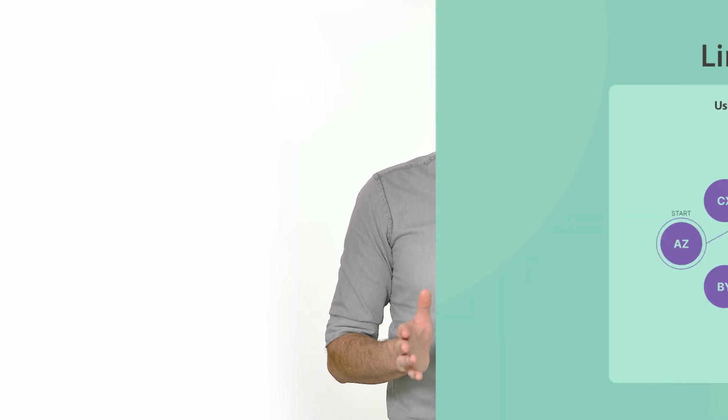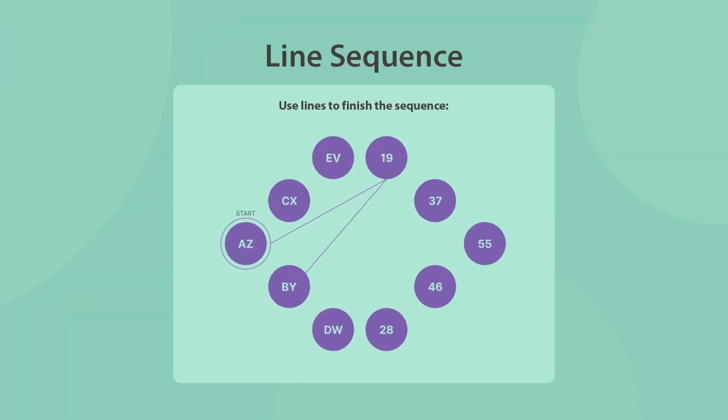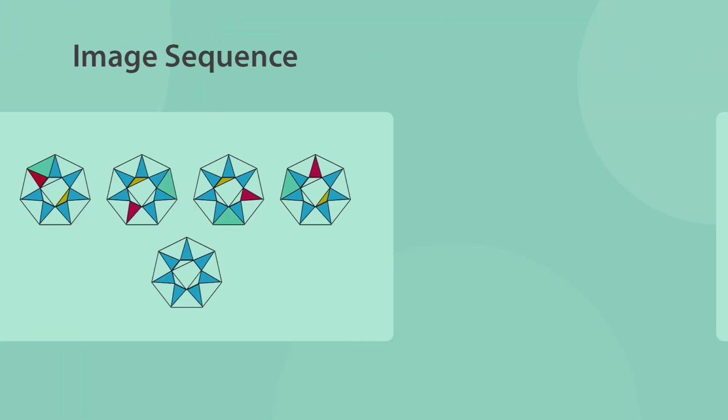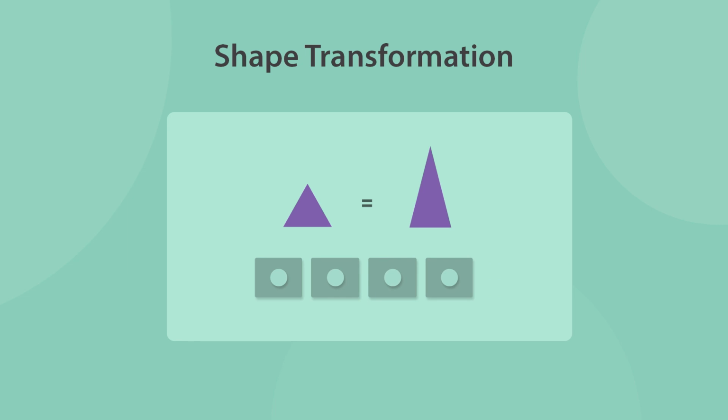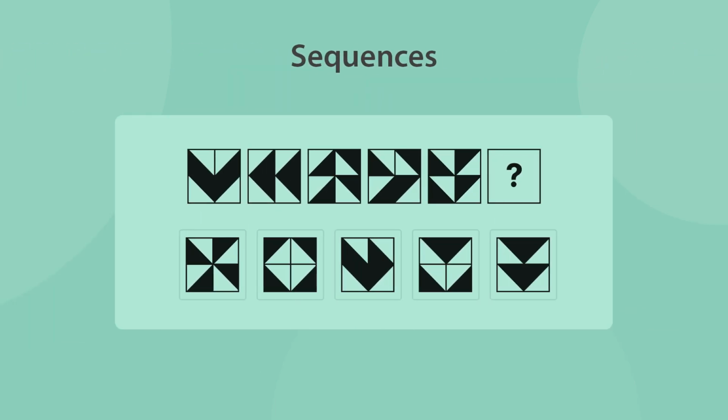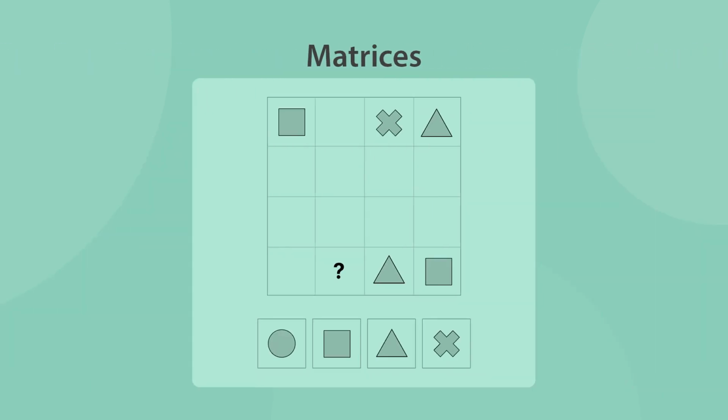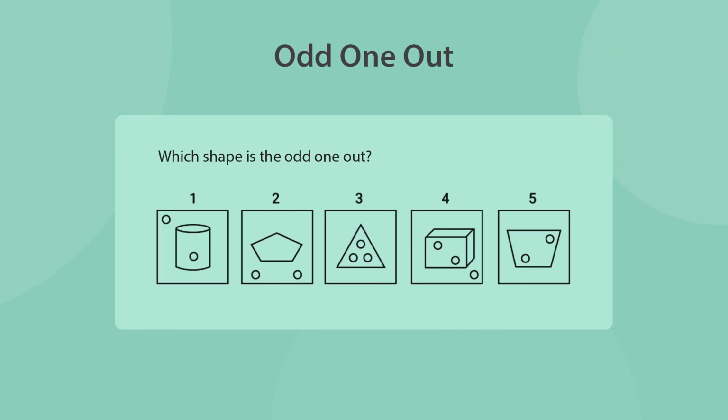Question types in the interactive version are line sequence, image sequence, and shape transformation. On the multiple choice version, you will mostly see traditional pattern recognition questions, which may ask you to recognize the missing shape in a sequence, a matrix, or to find the odd one out.